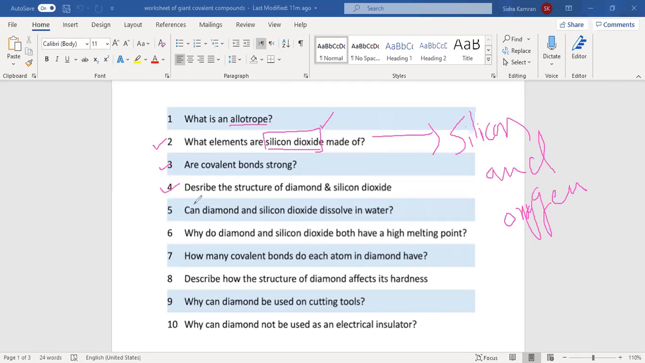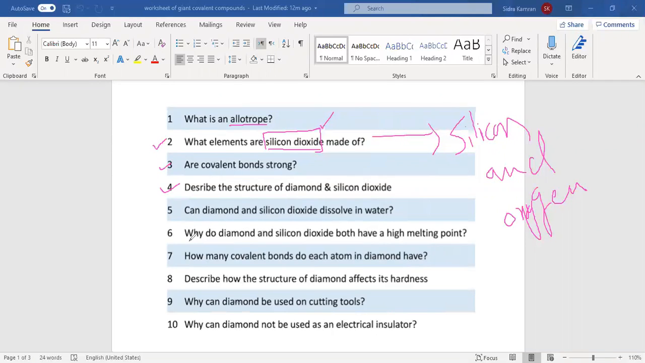Question number 4. Describe the structure of diamond and silicon dioxide. Who is going to describe the structure of diamond and silicon dioxide? Who is going to answer this? Yes, Zimal.